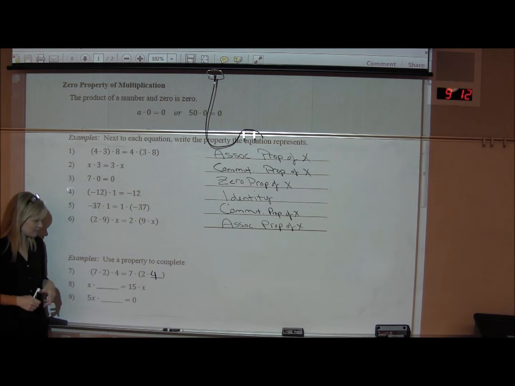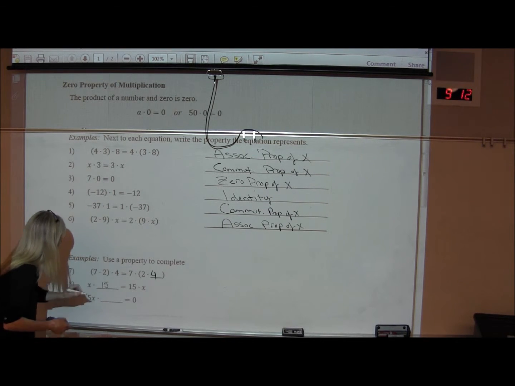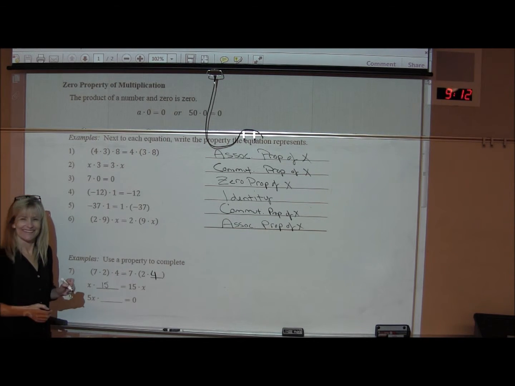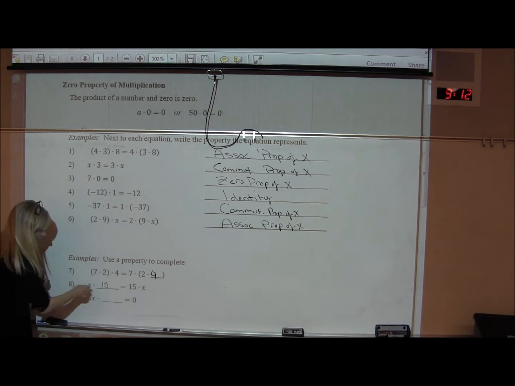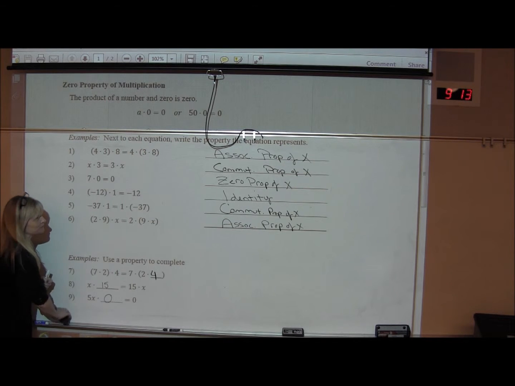Okay, x times blank equals 15. What property? Commutative. I know. So 5x times what equals 0? 0. And what's the property? 0 property. 0 property of multiplication.